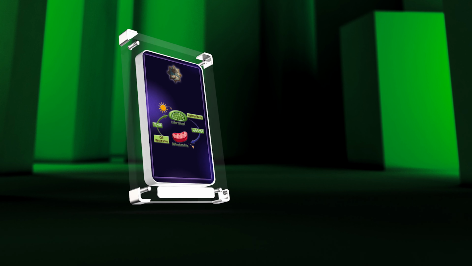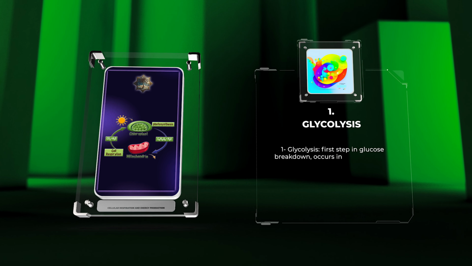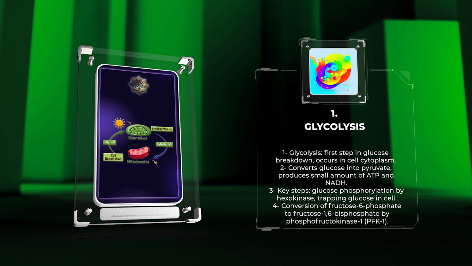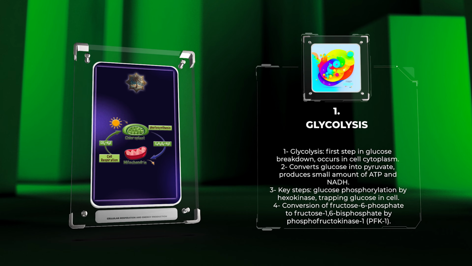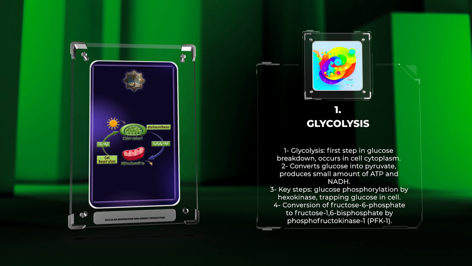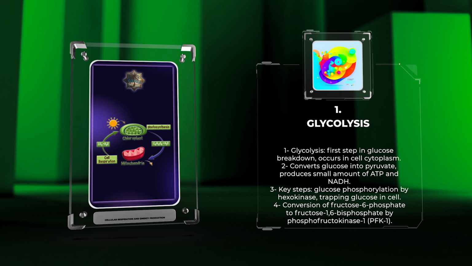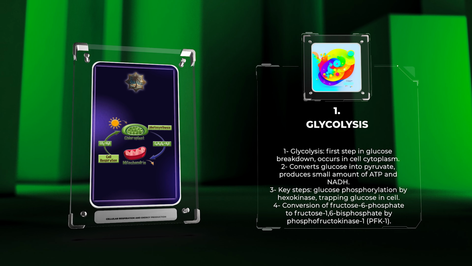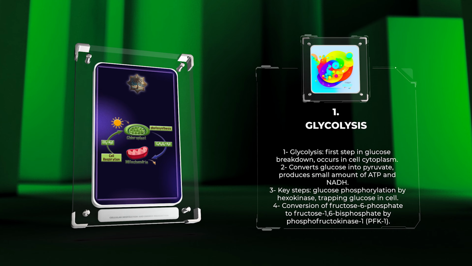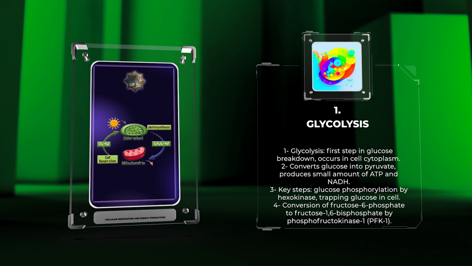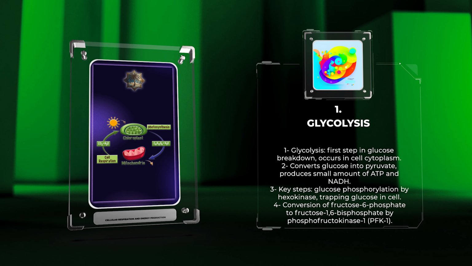Glycolysis is the first step in glucose breakdown, occurring in the cell cytoplasm. It converts glucose into pyruvate, producing a small amount of ATP and NADH. Key steps include glucose phosphorylation by hexokinase, trapping glucose in the cell, and the conversion of fructose 6-phosphate to fructose 1,6-bisphosphate by phosphofructokinase 1, PFK1. PFK1 is regulated by ATP and other metabolites.